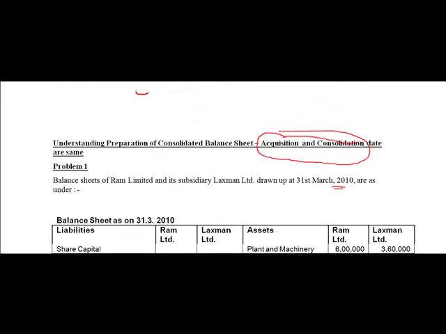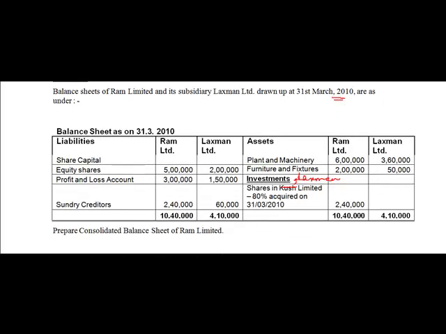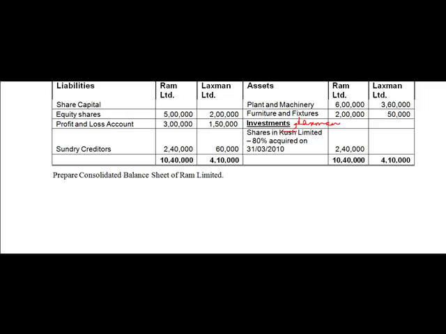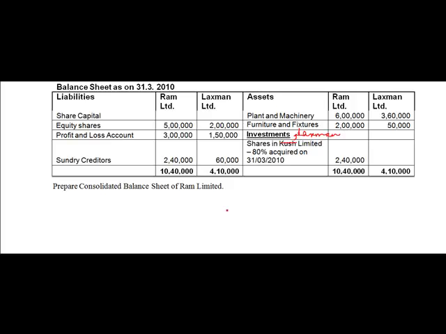The best way to attempt these questions on consolidated balance sheets is to move on a line by line basis. So in my case, this is the simple example because the balance sheet is also on 31/3/2010 and the acquisition date is also 31/3/2010. So I need to prepare a consolidated balance sheet of Ram Limited, and this balance sheet is on 31st March 2010, which also happens to be my acquisition date.